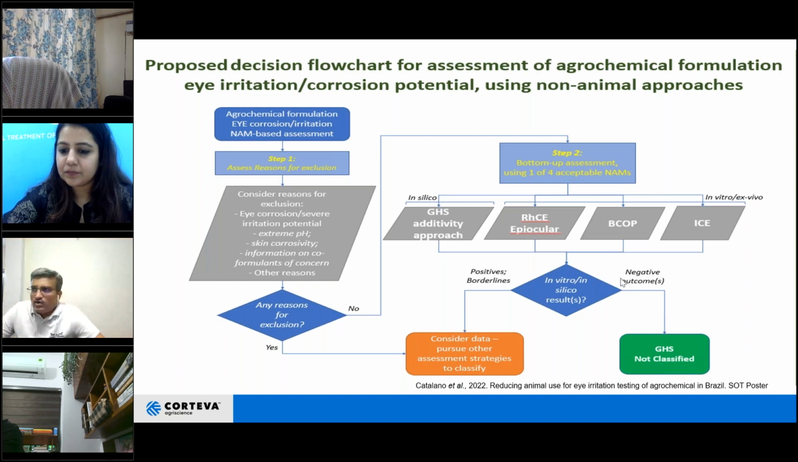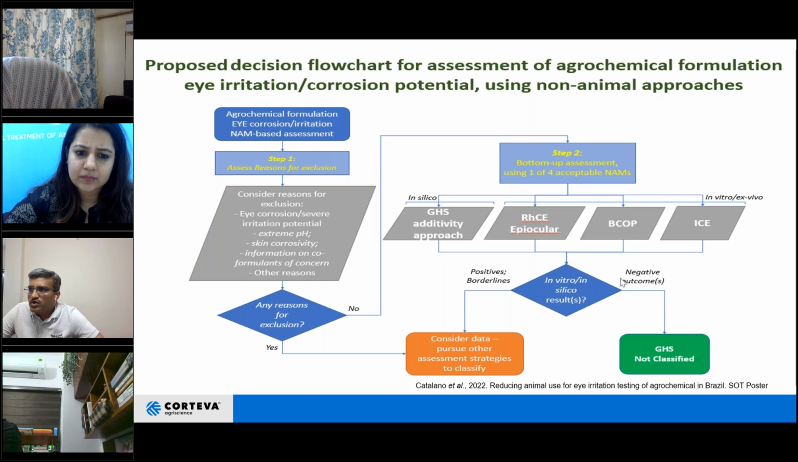So if there are no concerns, then if there are concerns or red flags in this step 1, go back to the drawing board and address the concerns. If there are no concerns, then proceed to step 2, wherein consider the available testing in vitro methods, from in silico, in vivo, or ex vivo methods.